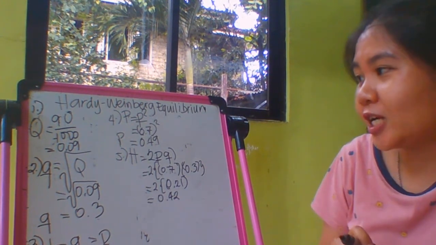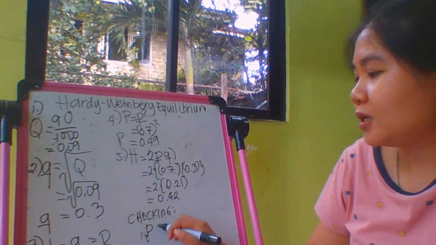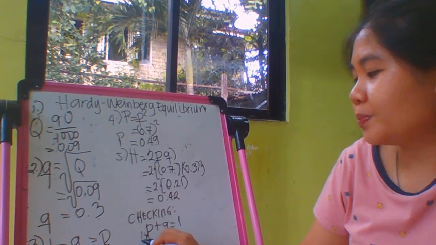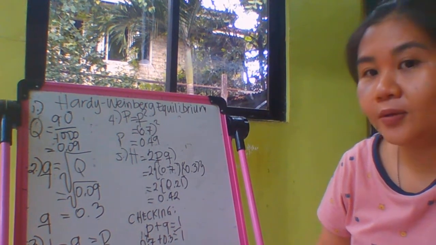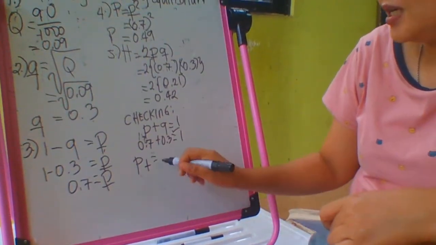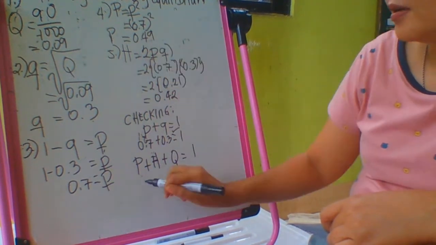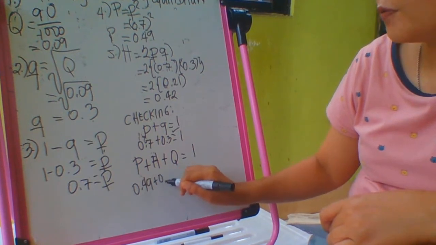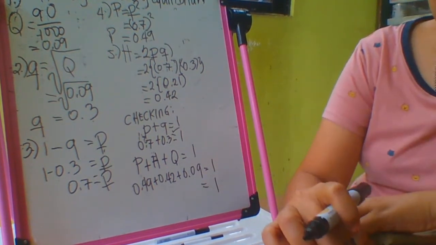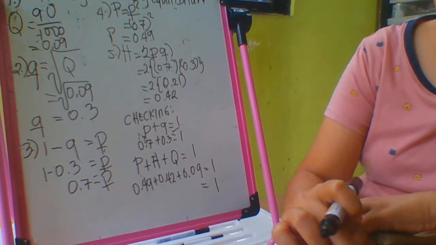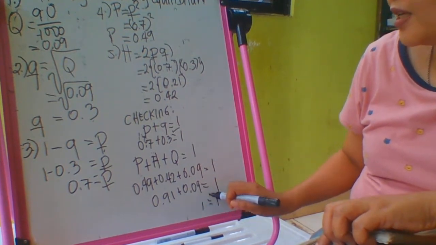Now you really have to do the rechecking again. So rechecking. p plus q is equal to 1. So 0.7 plus 0.3, that's 1, that's correct. And then sorry, I'm going to P plus H plus Q is equal to 1. So the value of P, 0.49 plus 0.42 plus 0.09 is equal to 1. 0.49 plus 0.42, that's 0.91, plus 0.09. So we have 1 is to 1, and that is correct.